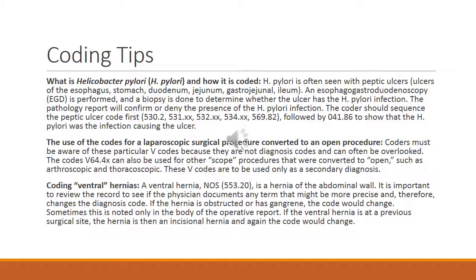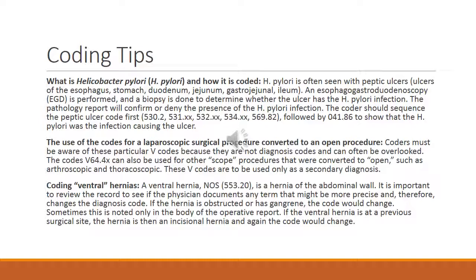Next, coding ventral hernias. A ventral hernia, NOS 553.20, is a hernia of the abdominal wall. It's important to review the record to see if the physician documents any term that might be more precise and therefore changes the diagnosis code. If the hernia is obstructed or has gangrene, the code could change. Sometimes this is noted only in the body of the operative report. If the ventral hernia is at a previous surgical site, the hernia is then an incisional hernia, and again the code would change.